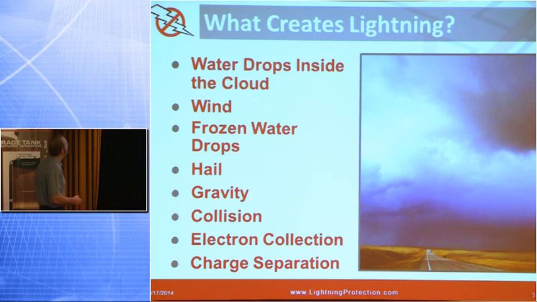So first of all, we're going to have a storm cell developing here. We have a rain cloud. Say it could be a rain cloud to start with. We're going to have moisture in it, so we have water droplets inside the cloud. We have moisture. We have wind.